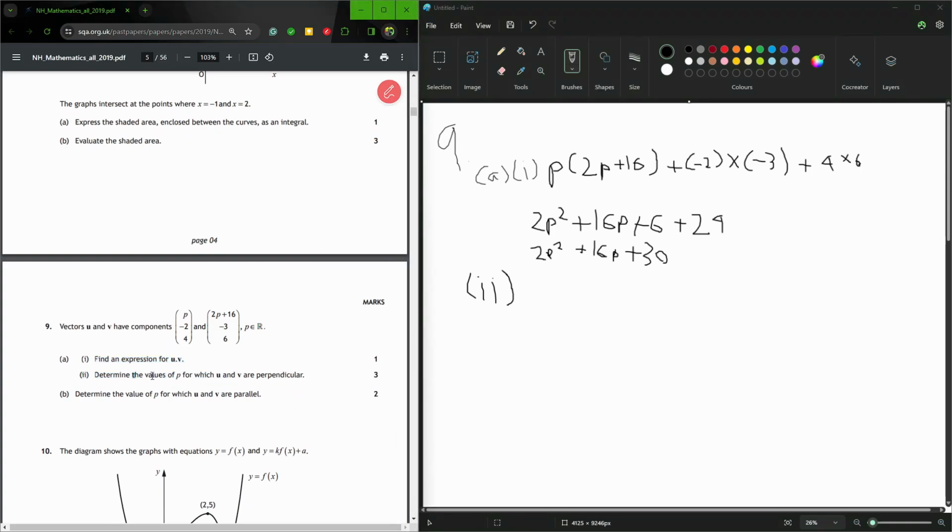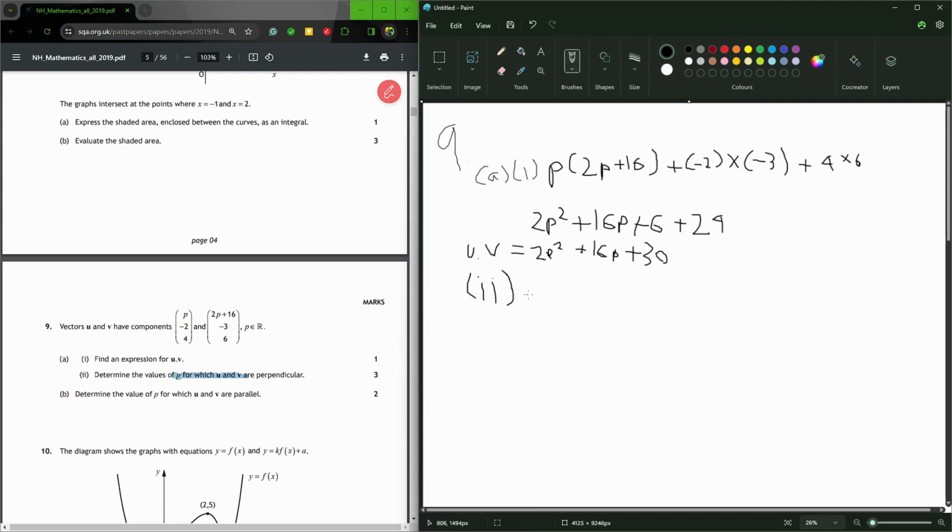Determine the values of p for which u and v are perpendicular. Huh. How can we do this? Well, the thing about the dot product is that if the vectors are perpendicular, the dot product will equal 0. And the expression for u dot v, I probably should have written this down, but u dot v equals this. So we have already figured out the dot product.